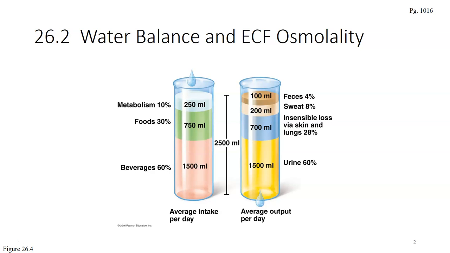The osmolality is maintained around 280 to 300 millimoles, and a rise in osmolality stimulates thirst and causes a release of the antidiuretic hormone. A decrease in osmolality causes inhibition of thirst and causes an inhibition in the release of antidiuretic hormone.